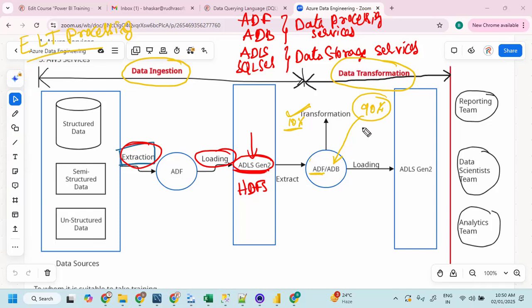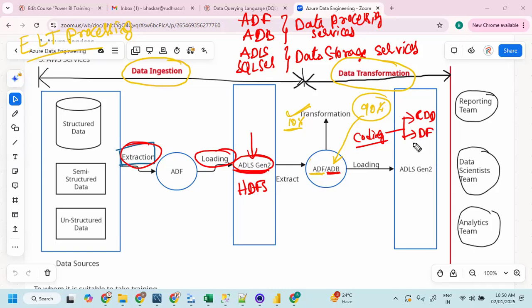You need to write only coding. In order to do the transformation with ADB, you have to write only coding, but that coding is easier. I'm going to make you much more perfect at writing code to transform the data as per the business requirement. So here we are going to see two things as part of this: one is RDD and the other is data frame.